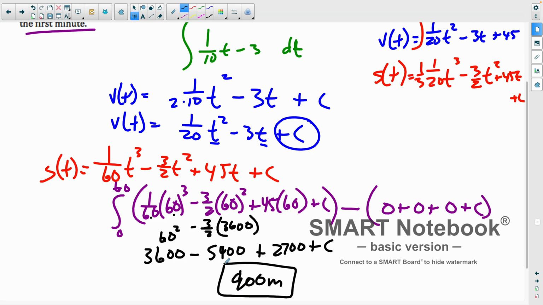Okay. Now, I'm going 900 meters. 900 meters would be approximately 9 football fields. And I'm doing that in a minute.